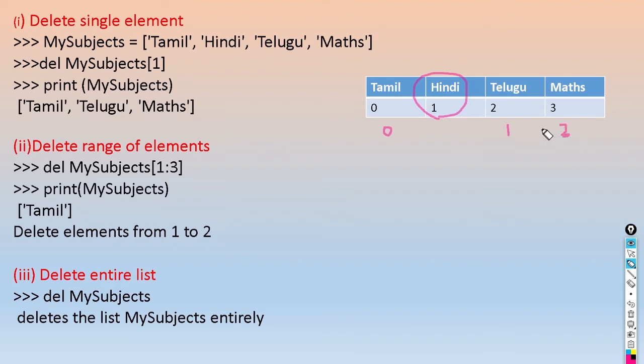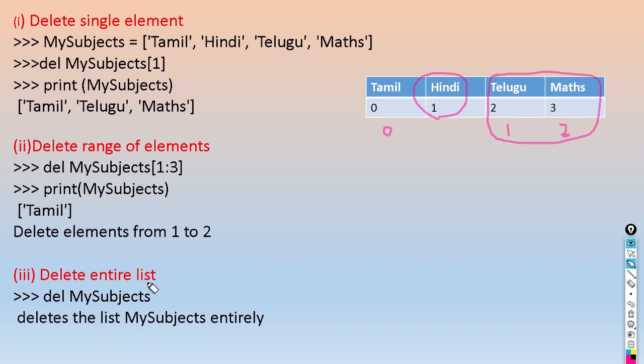Indexes 0, 1, 2. Now we are specifying 1 to 3, so it will be deleting Telugu and Maths. So those will be deleted. Print of my_subjects means you will get the output as only Tamil. Now the list is having only Tamil. It deletes elements from 1 to 2, so Telugu and Maths will be deleted, and only one element remains. If I give print my_subjects, Tamil is printed.